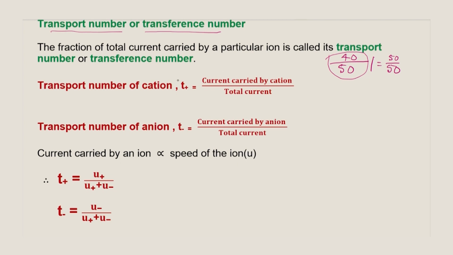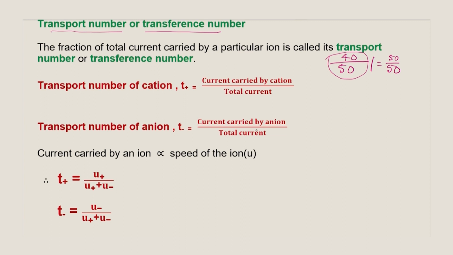Transport number of cation, that is denoted as T plus, is the current carried by the cation divided by total current passing through the electrolyte. Similarly, transport number of the anion, that is T minus, is equal to current carried by anion divided by total current passing through the electrolyte.